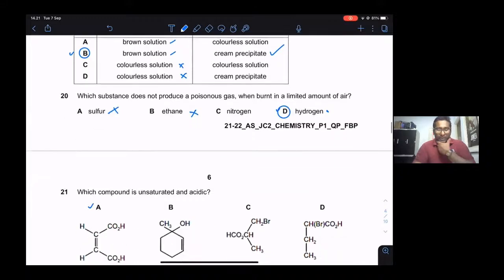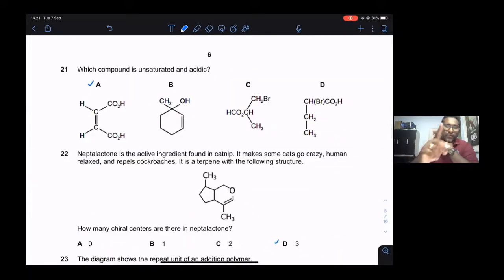Now, next, which compound is unsaturated? When you see the term unsaturated, it means that they must have a double bond. No double bond, you cancel. Very easy. How to do this question? Cancel C and D, there is no double bond. There is a double bond over here and there is a double bond over there. That is unsaturated. Now I want to find out which is acidic. The moment you see carboxylic acid, they are acidic. Alcohol is neutral, so you do not need to worry about that. So the answer is going to be A.